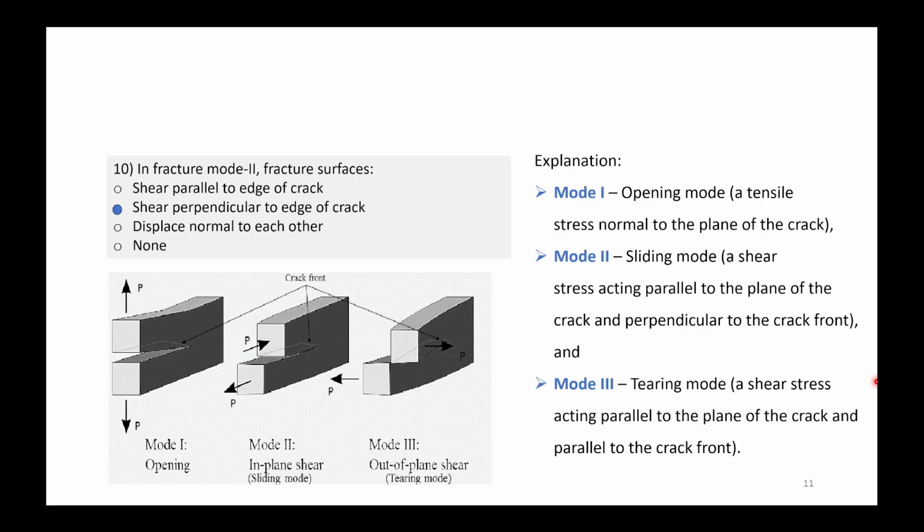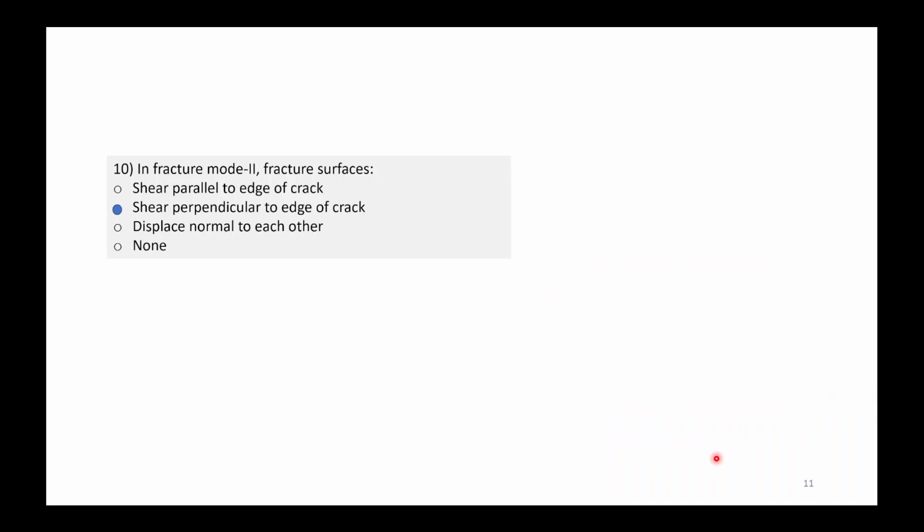Okay, so in this question, in fracture mode 2, fracture surfaces shear parallel to edge of crack, shear perpendicular to edge of crack, or displace normal to each other, or none. Now you are given 3 fracture modes, right?